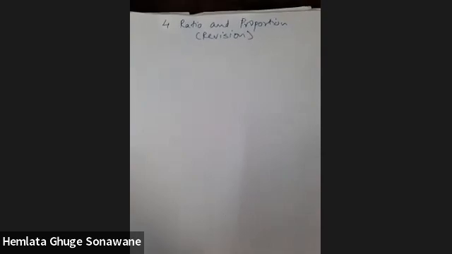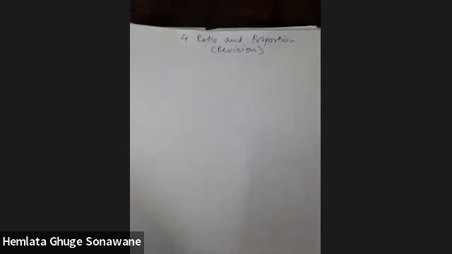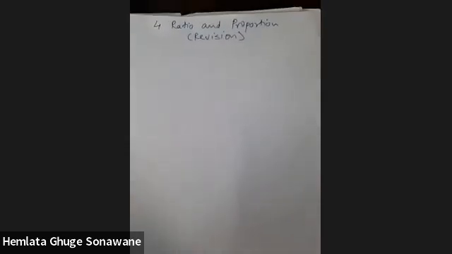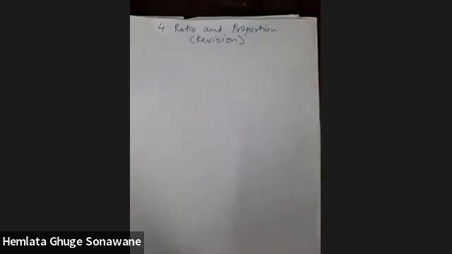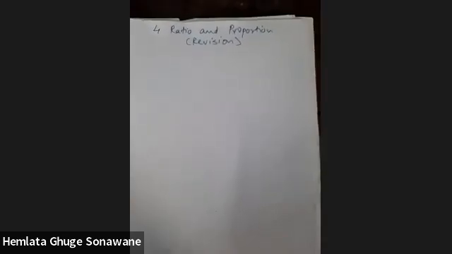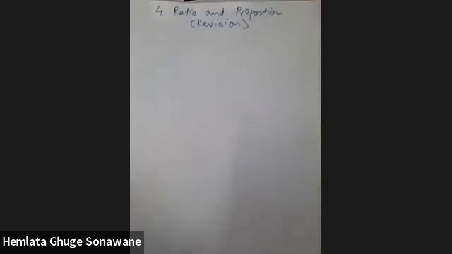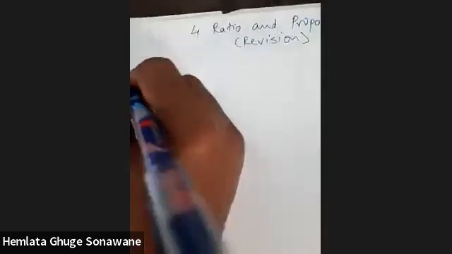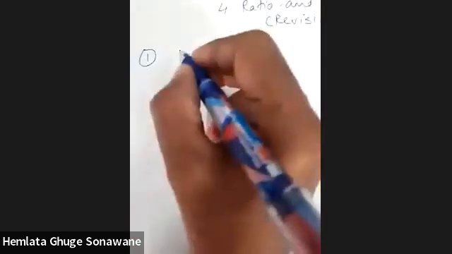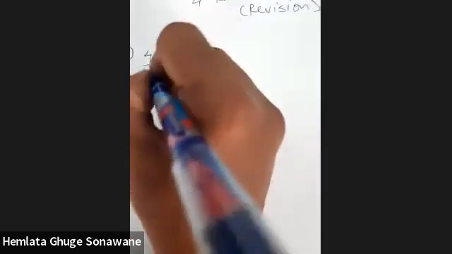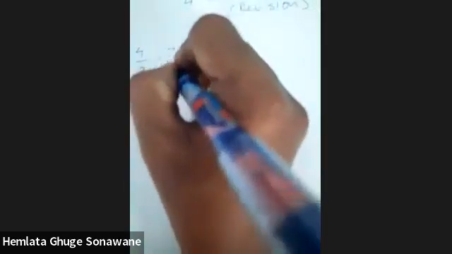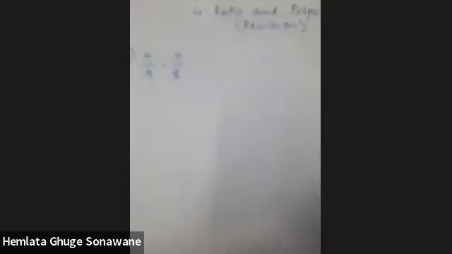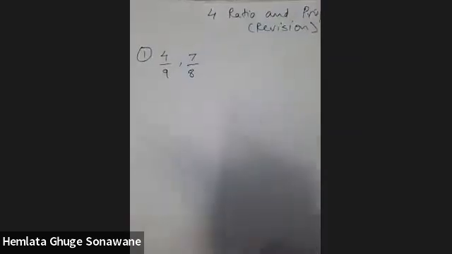Yesterday we solved examples of practice set 4.1. Today we are going to solve examples of practice set 4.2. First we'll solve the solved examples of the Maths 1 textbook, page number 62. The first example is 4 upon 9 and 7 upon 8. We have to compare these pairs.